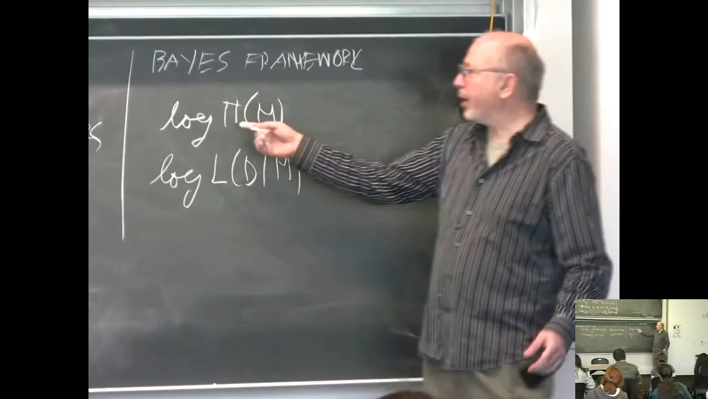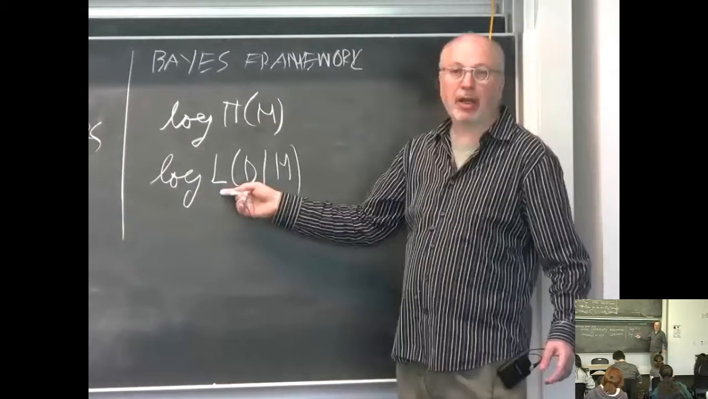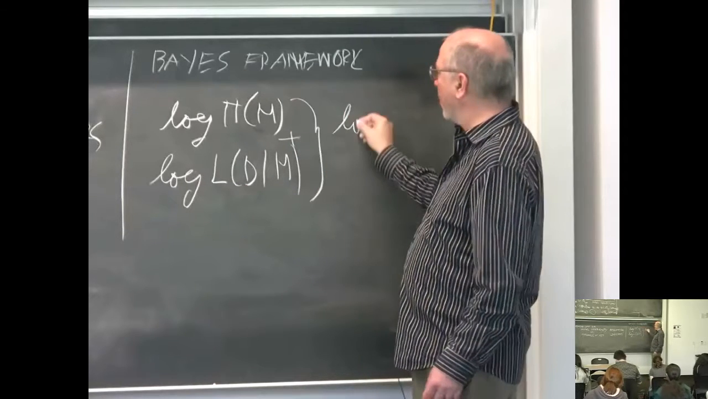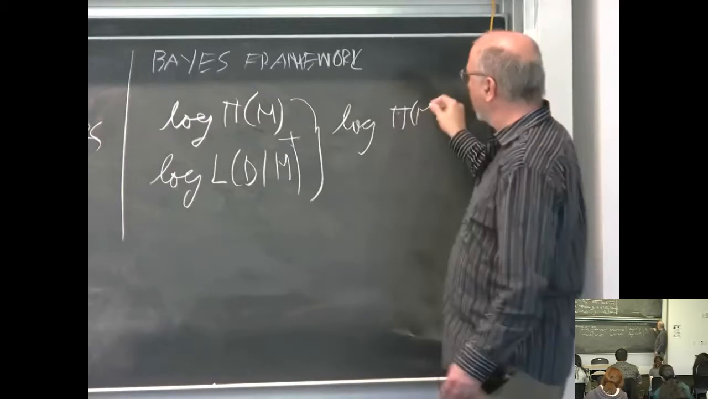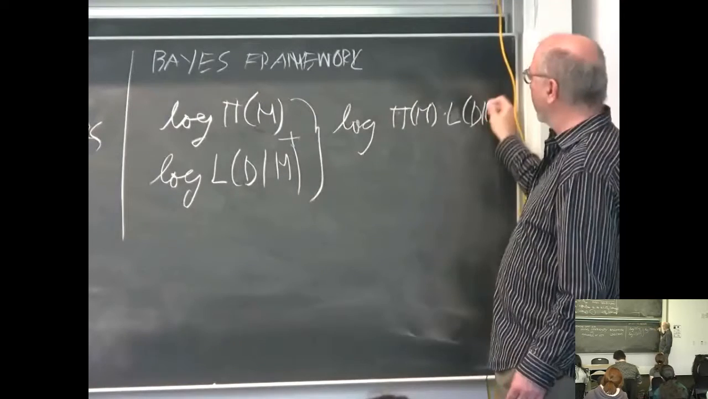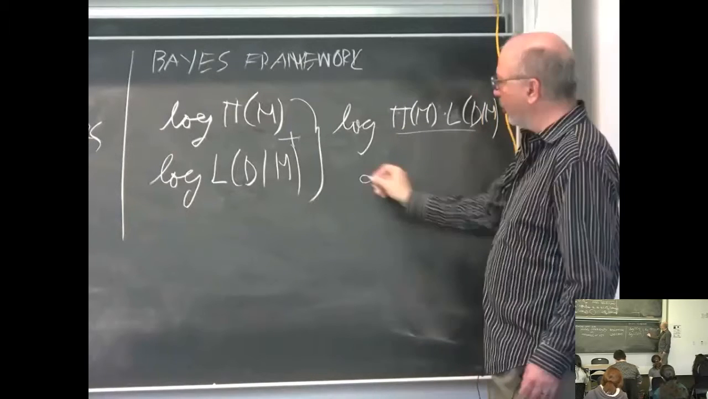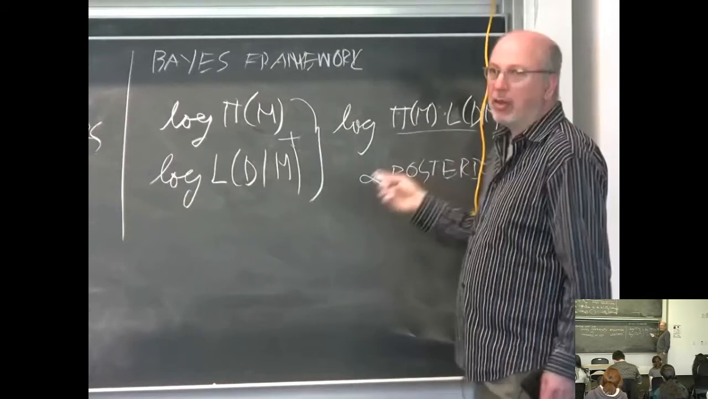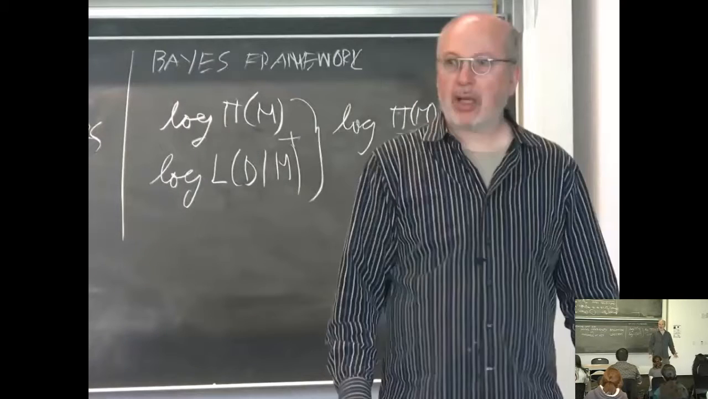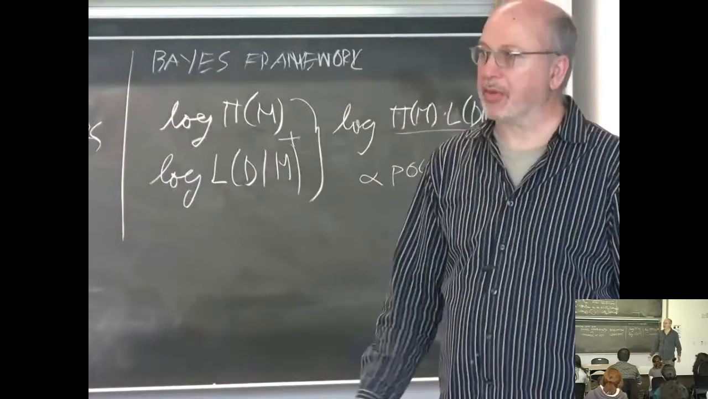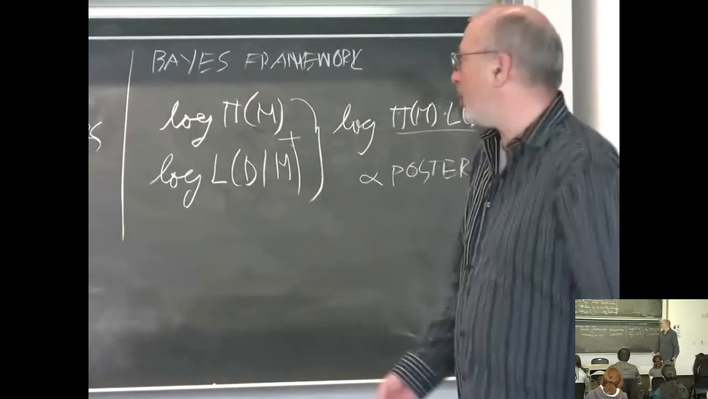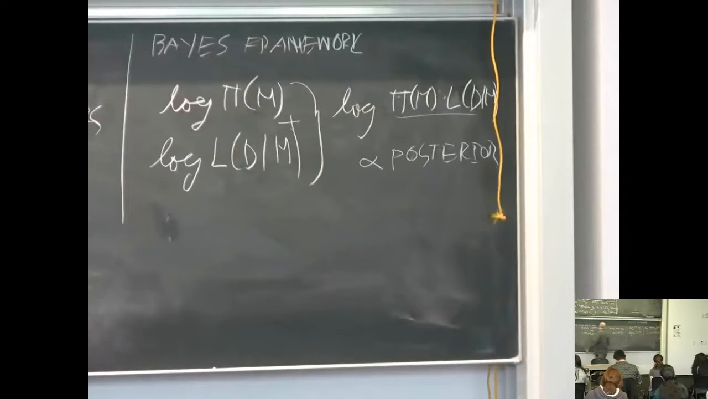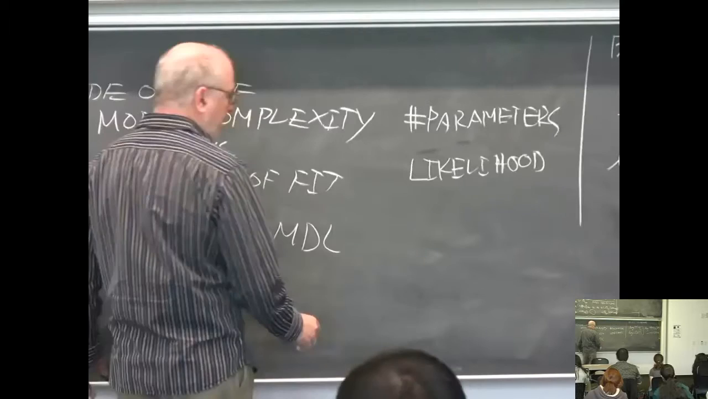If you think of the log of the prior and log of the likelihood, their sum is like the log of their product, right? Their sum is a log of the prior times the likelihood of the data given the model. And this is proportional to the posterior. So you can view model selection in a Bayesian framework as choosing the model that has the highest posterior. This also goes by the name minimum description length principle, MDL principle.